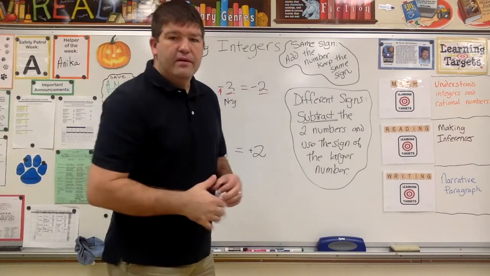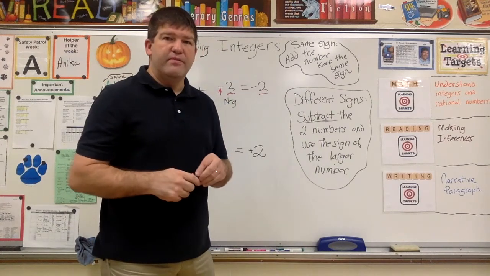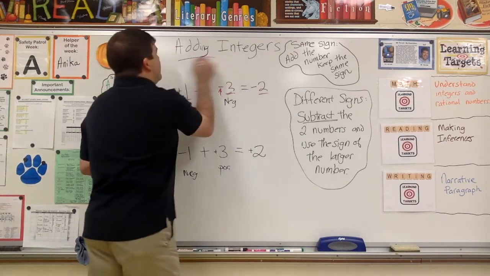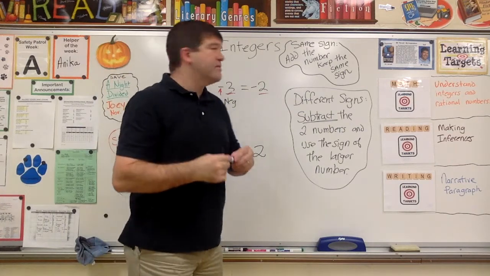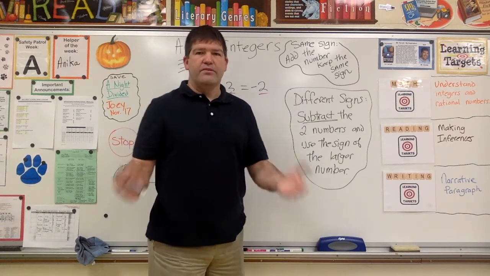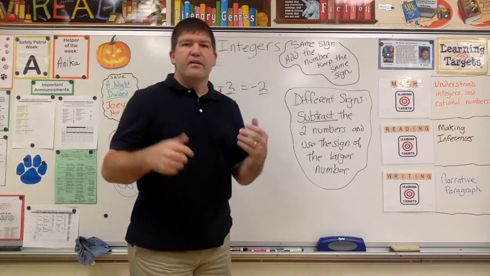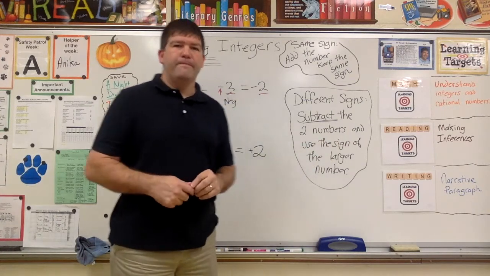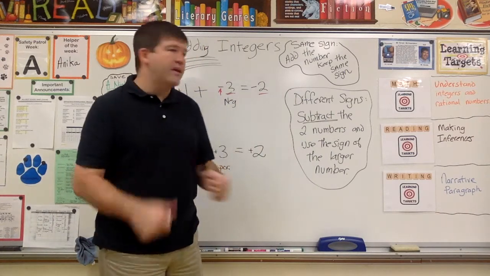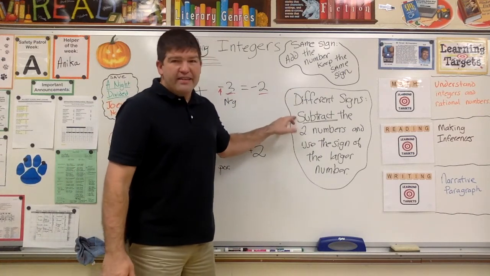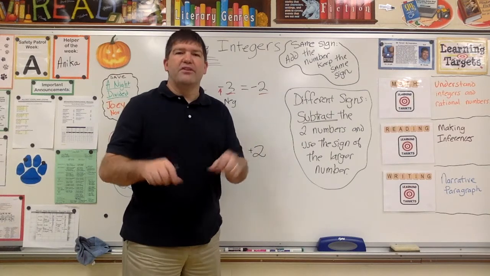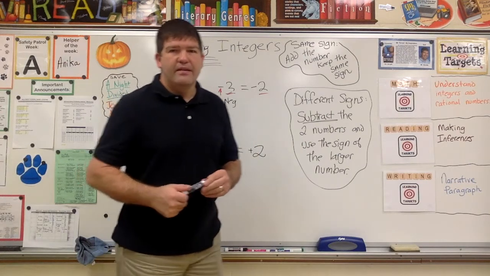I'll be giving you a nice chart that shows you this information. When you're adding numbers, same sign, you add the numbers, keep the sign. 2 negatives, you add them together and have a negative number. 2 positives, you add them together, you have a positive number. Different signs. So if you have a negative or a positive and a negative, you're adding them together. You subtract the 2 digits, the 2 numbers, and use the sign of the larger one. Okay? It's a little tricky.